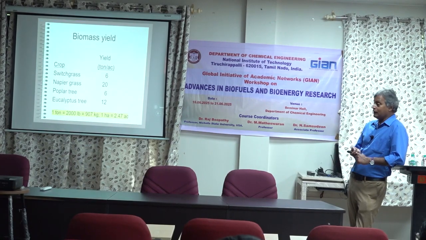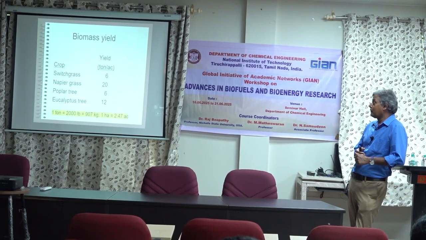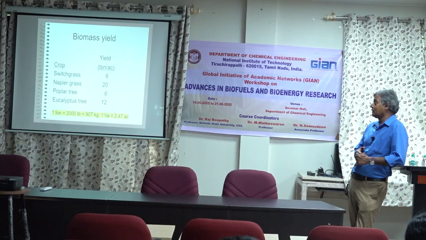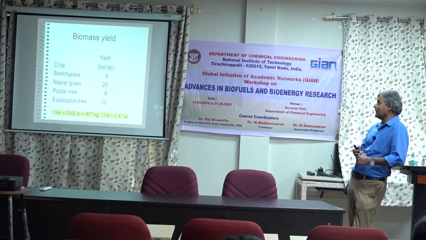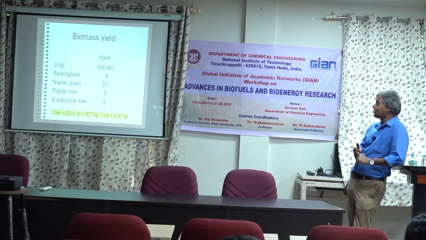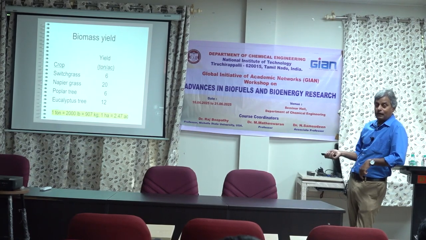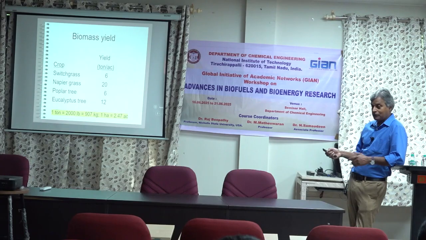So let's look at the yield of this. The switchgrass, you can make 6 tons per acre if you plant it. Napier grass, you can make 20 tons per acre. Poplar tree, 6 tons per acre. Eucalyptus makes 12 tons. Okay. So 1 ton is 2,000 pounds or 907 kilograms. 1 hectare is 2.47 acres. We want to convert the units. So that's the yield of these crops. A lot of those you can grow on marginal land.